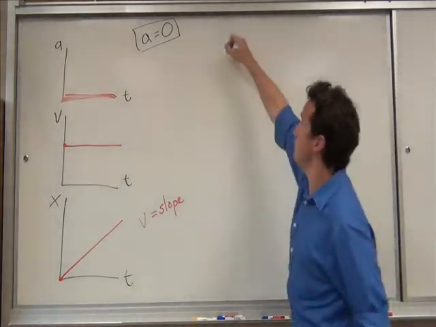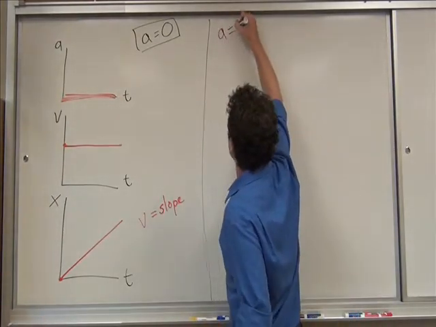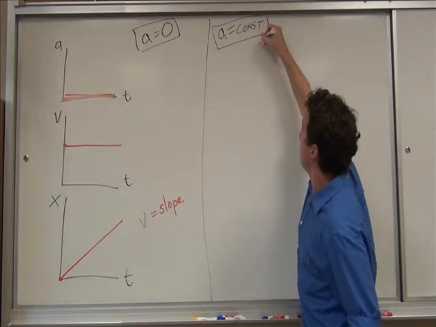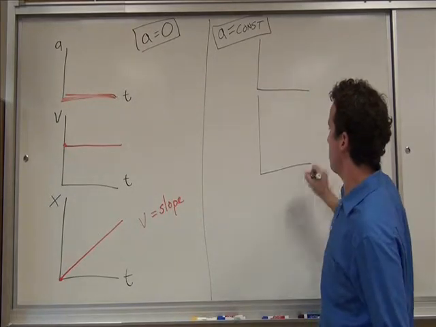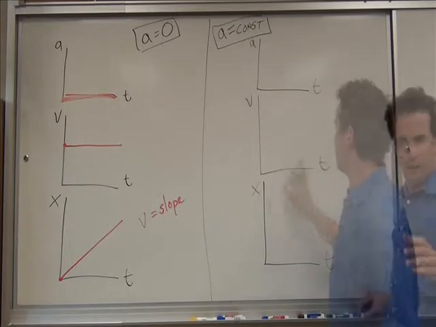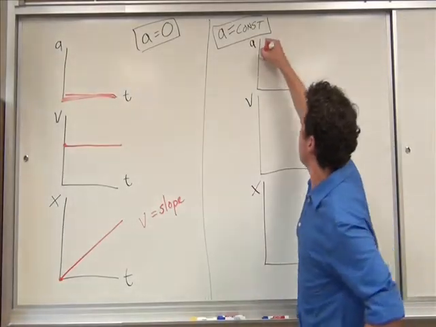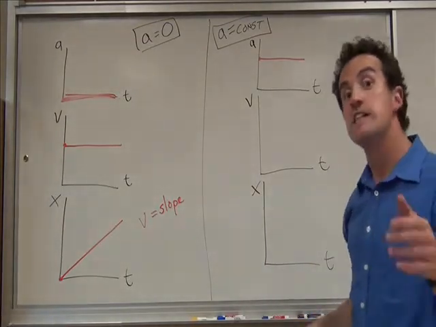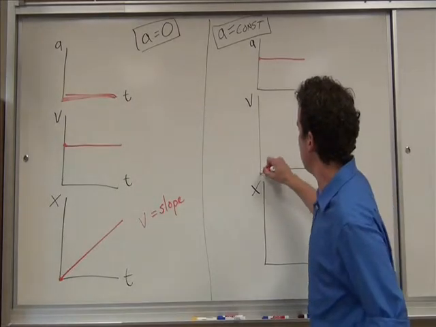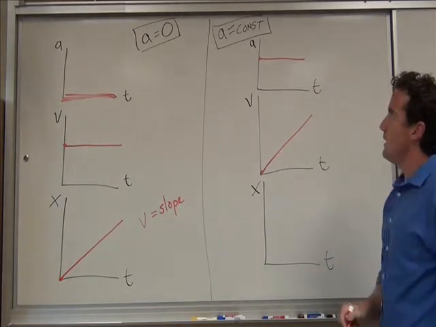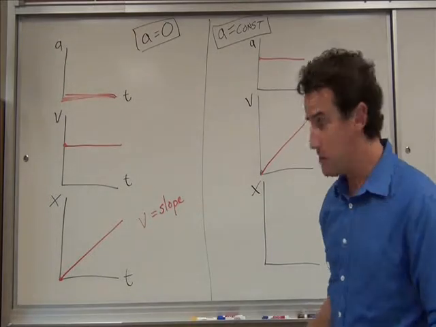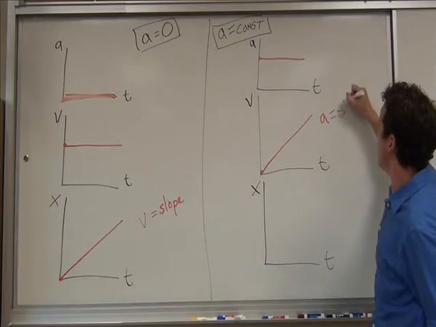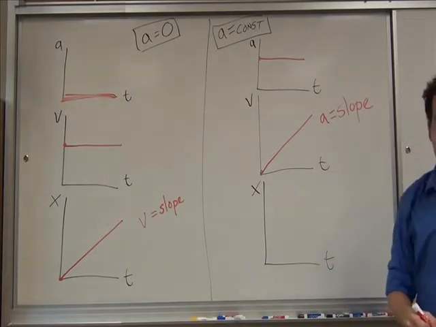I'll now draw a second case. Acceleration is constant, like maybe the acceleration is 5 meters per second squared, or maybe in the case of gravity, 10 meters per second squared. If the acceleration is constant, then the velocity is constantly changing. Now I want you to notice, the faster the acceleration is, the bigger the velocity is changing, the quicker it's changing. So that means that the acceleration is the slope on that graph.